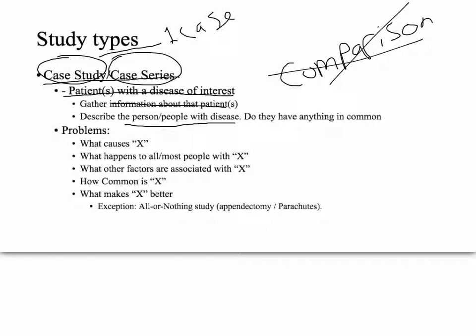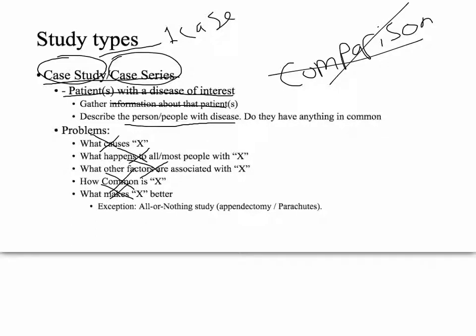What can a case study not tell you? It cannot tell you what causes the disease. It cannot tell you what will happen to all or even most people with the disease. It cannot tell you what factors are associated with it. It can't tell you how common it is. It can't even tell you what the best treatment is.